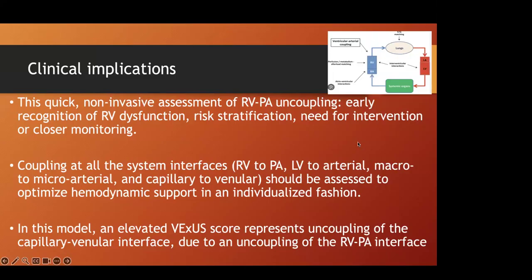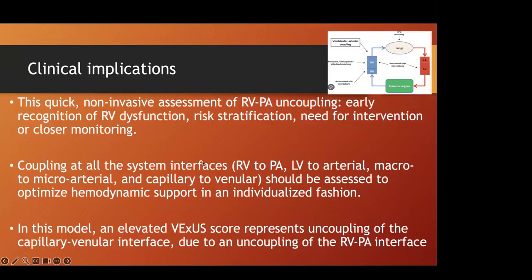So whenever a patient is in trouble, either in shock or low cardiac output, I think we need to assess all the interfaces. Like from the lungs to the LA, or from the LV to the systemic, which we all know is the ventricular arterial coupling at the systemic site, just like the RVPA coupling. So we have the left ventricular systemic coupling. So we need to assess this as well. And of course, we need to assess the microcirculatory parameters along. So in this study, we assessed two interfaces, the RVPA and the capillary to the venule.